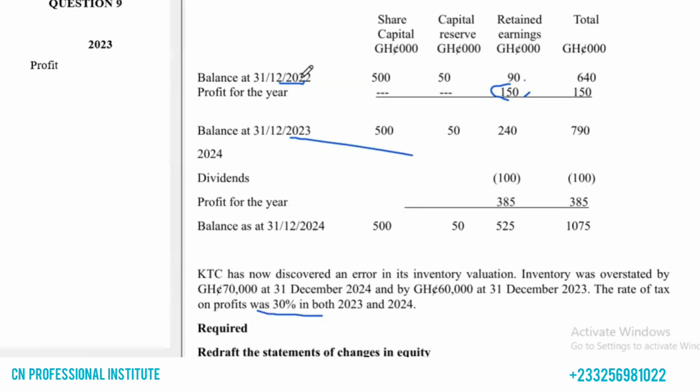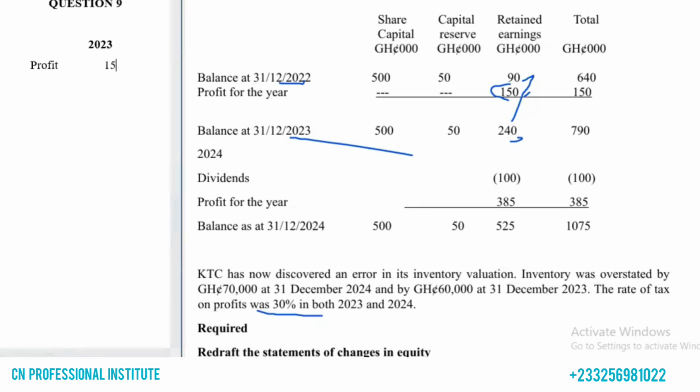And look at it. We said this 2022 year, it's the opening balance. So if we go to 2023, the closing for 2022 is the opening for 2023. So this 90,000 here is the opening retained earnings for 2023, and then they added profit for 2023, and they got the closing balance for 2023. So that's it. Okay, so for 2023, the profit that we are going to use is 150,000. That is the profit for 2023.